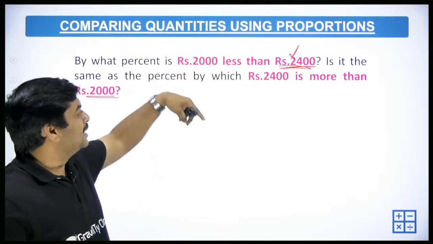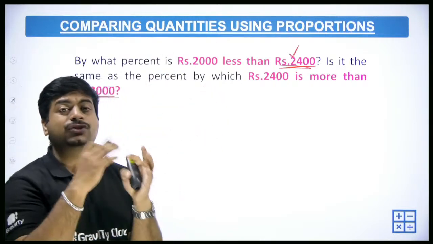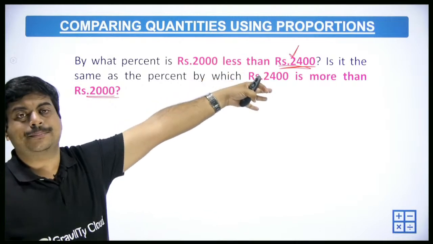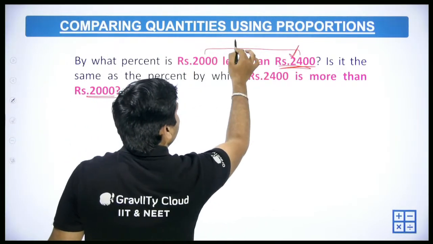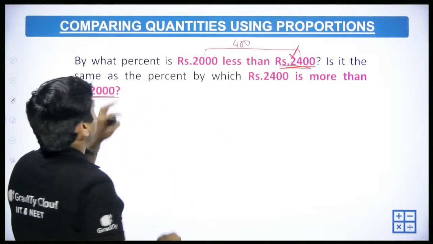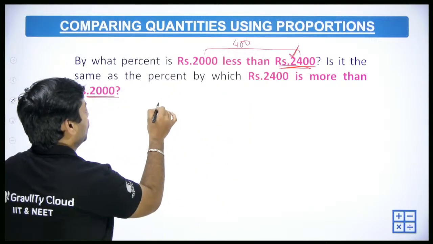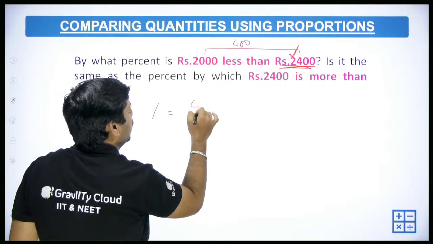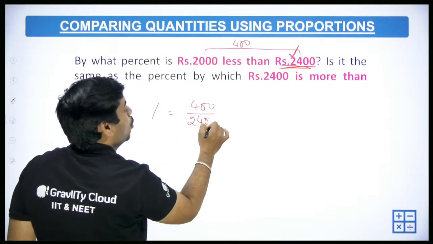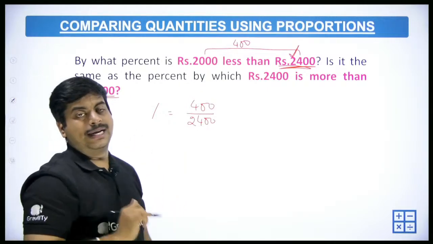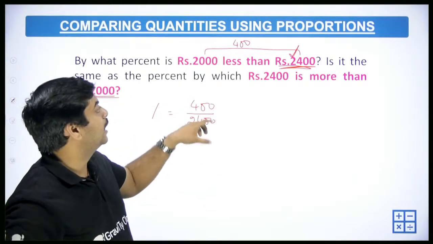Say, 2000 less than what? Actually, what is the actual quantity? 2400. That is the main thing. So what is the difference of 2000 and 2400? It is 400, right? So by what percent means the change is 400. We are comparing with 2400, not with 2000. That is the only mistake you make. Instead of taking 2400, you take 2000.